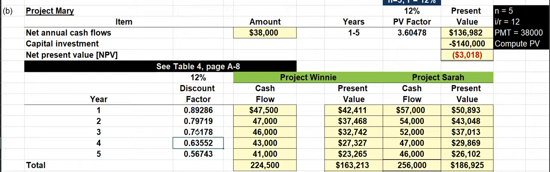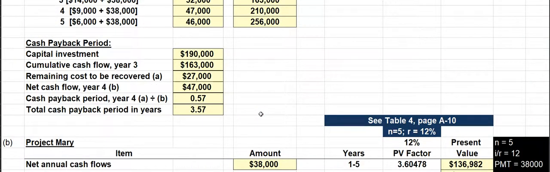We follow the same procedure for years 3, 4, and 5. You look for n is equal to 3 and the interest rate of 12. You will see this present value interest factor. Then 4 years, n is equal to 4, interest rate of 12, n is equal to 5, interest rate of 12, and we have our discount factors. So now we take each discount factor and multiply by the corresponding cash flow. So the cash flow for year 1 was $47,500.